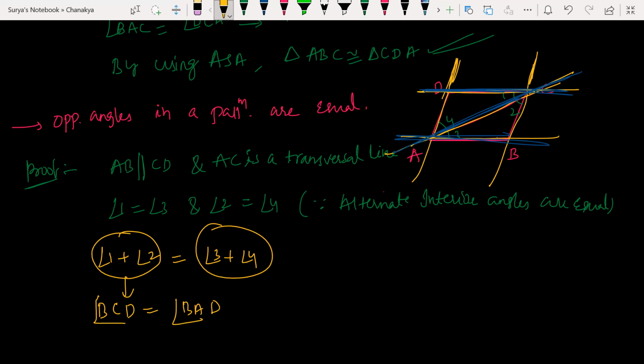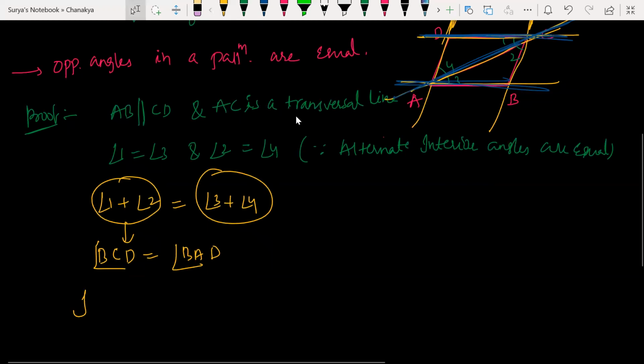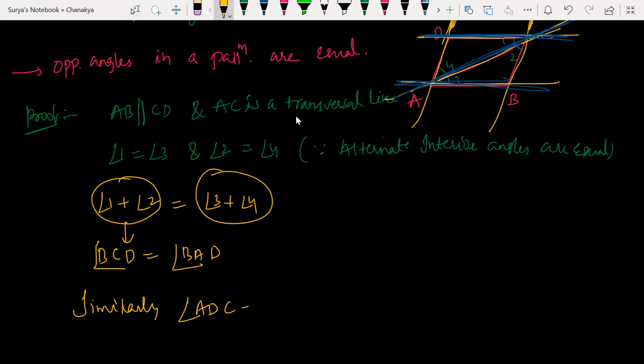So similarly, angle ADC is equal to angle ABC. Look at this here. D is equal to B here. C is equal to A here. All right. Yes or no? Opposite interior angles are equal. Opposite. Yes. Very simple case. No need to think much. Don't make it so complicated.